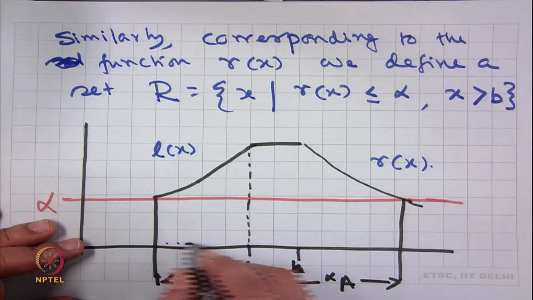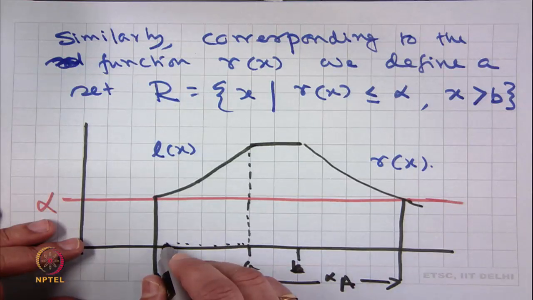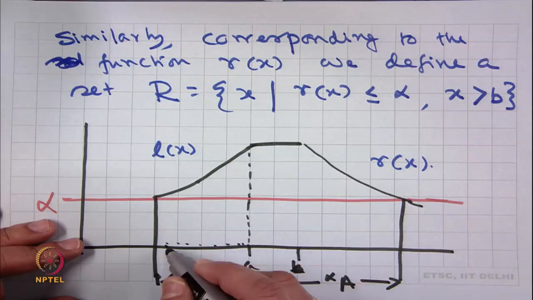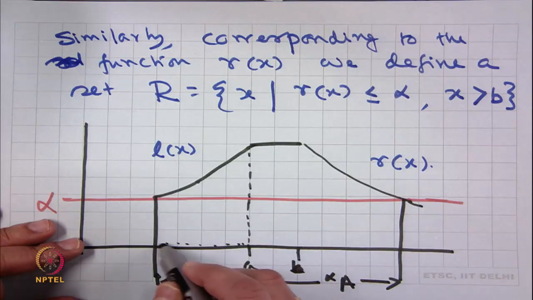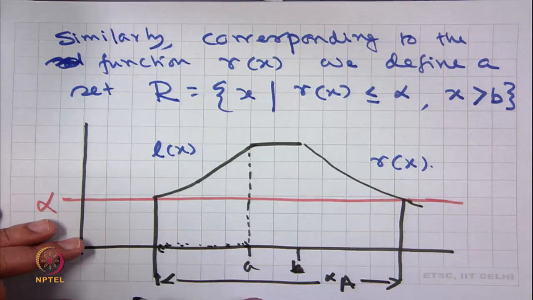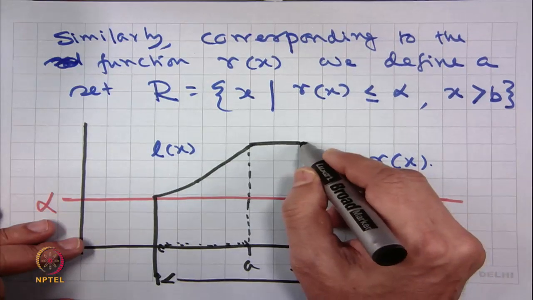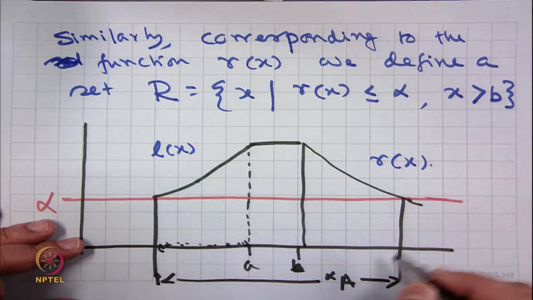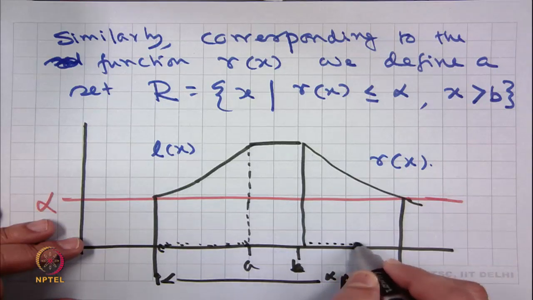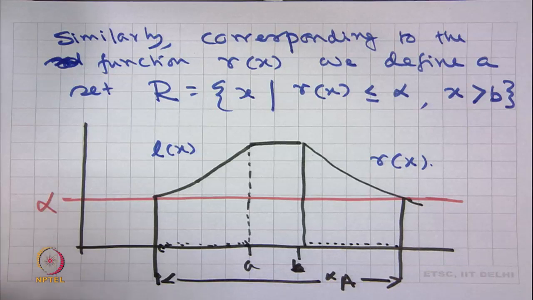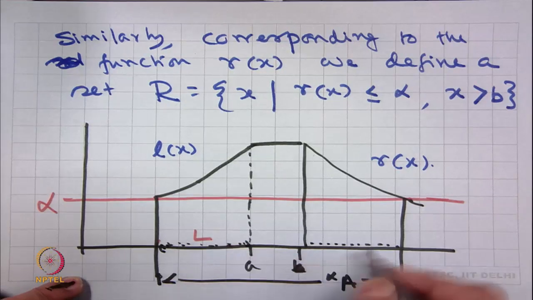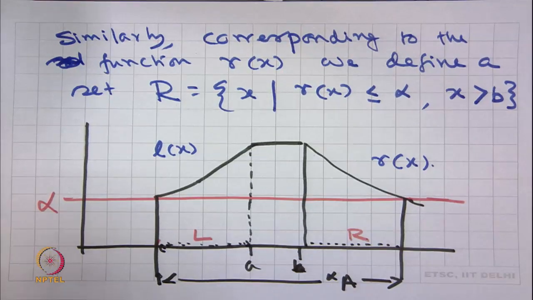That means, I am looking at points in this region, and L of x is greater than or equal to alpha. So, effectively I am looking at this interval for choosing the set L. In a similar way, I am looking at points in this interval for the set R. So, this is going to be my set L and this is going to be my set R.